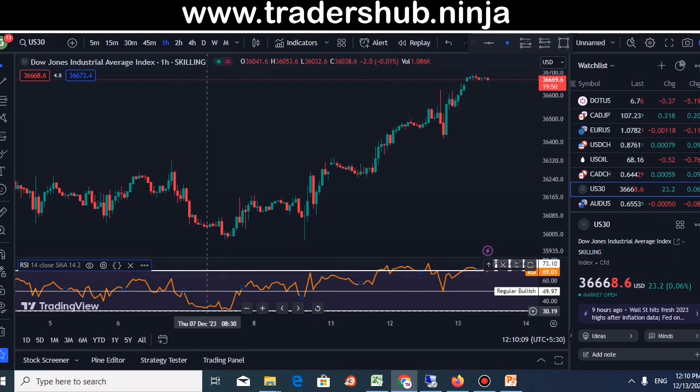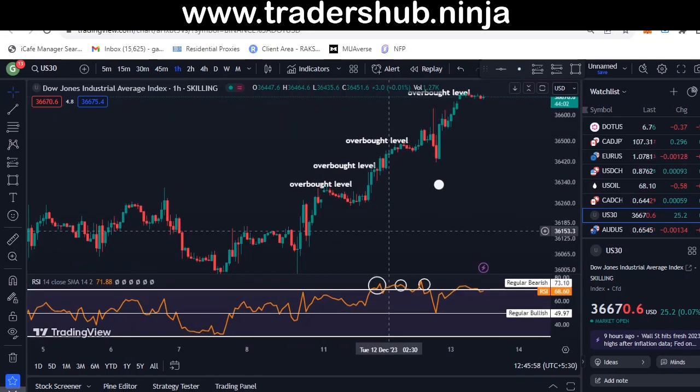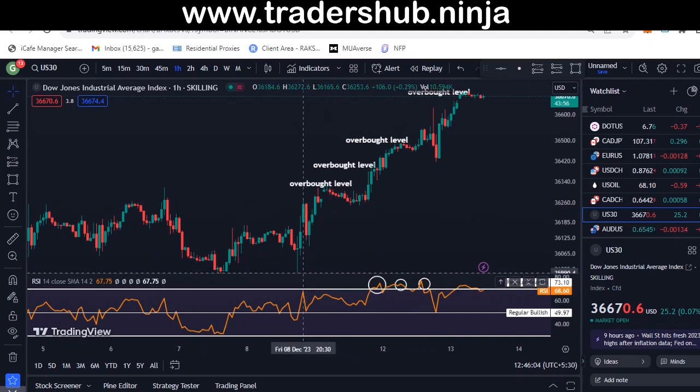When the market approaches RSI above 70, it is the overbought level. Here, sellers are in control of the market. When the market approaches RSI below 30, here buyers are in control of the market. Looking at the chart, RSI was in the 70 range. It was the overbought level. Here RSI got an overbought signal.